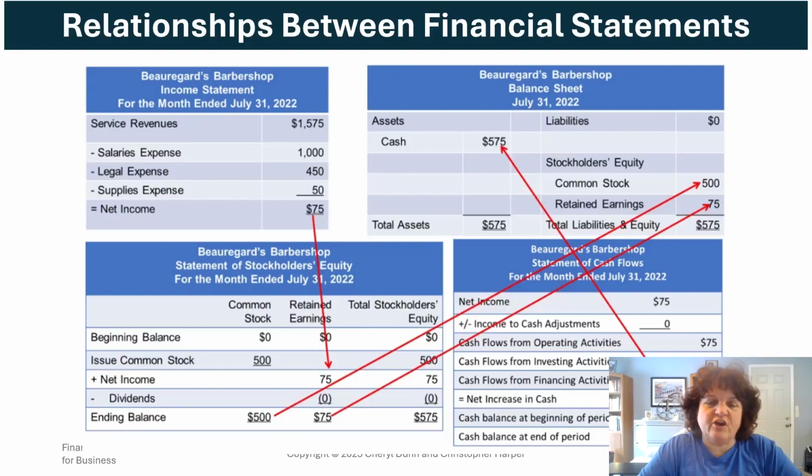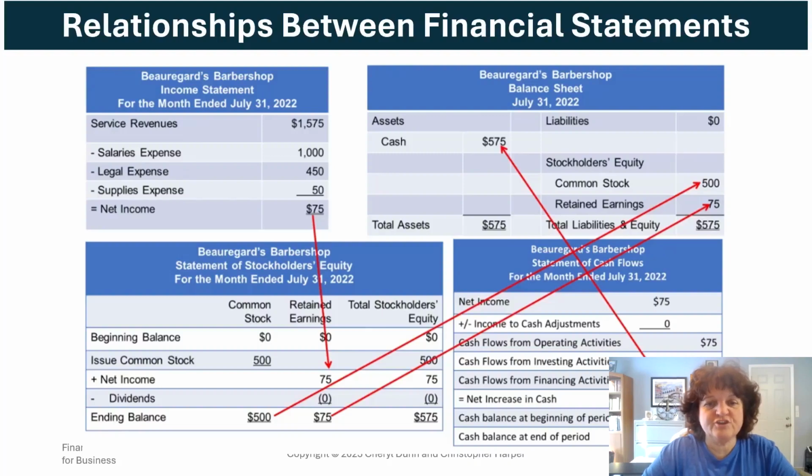So here's some pictures of those statements. You can see that we've got a barbershop example here, and we have an income statement. This is shown in the single step approach, where we've got the service revenues minus the salaries expense minus the legal expense minus supplies expense equals net income. You can see that then that net income flows into the statement of stockholders' equity, and it's in that retained earnings component of that statement of stockholders' equity.